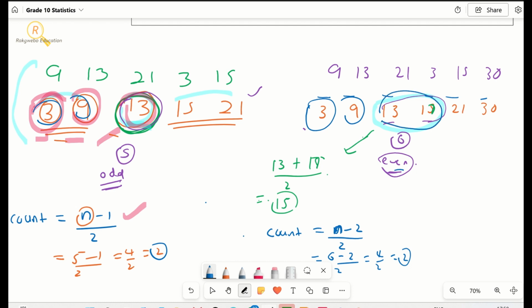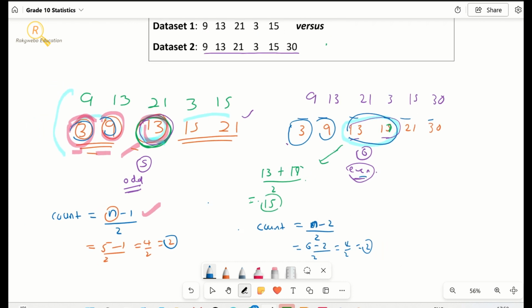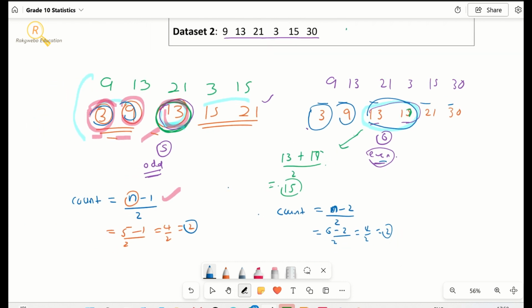This is your median. That's sort of the shortcut that I use when I'm dealing with a large data set. I don't have to be counting. I just use this formula and get it over and done with. Does that make sense?